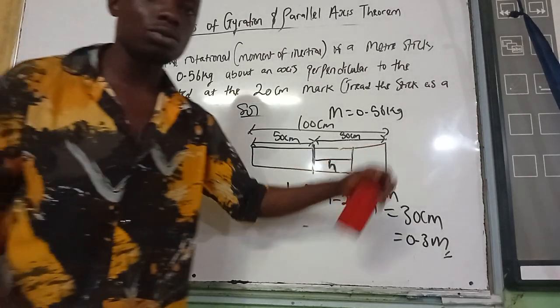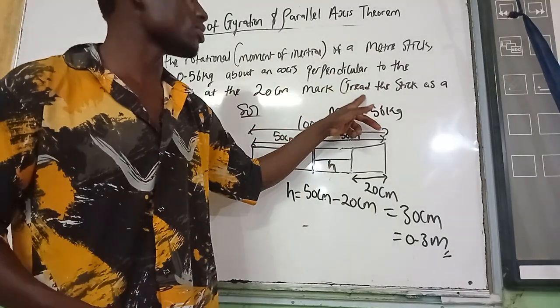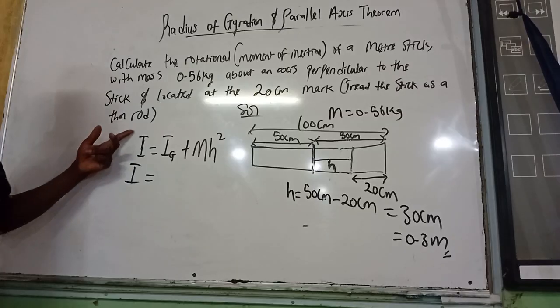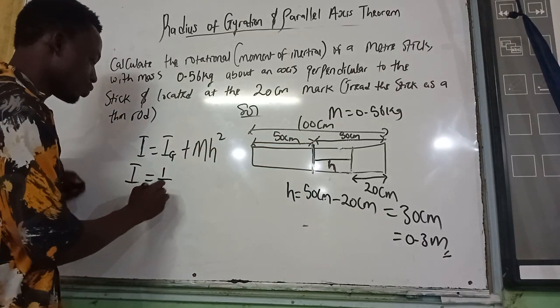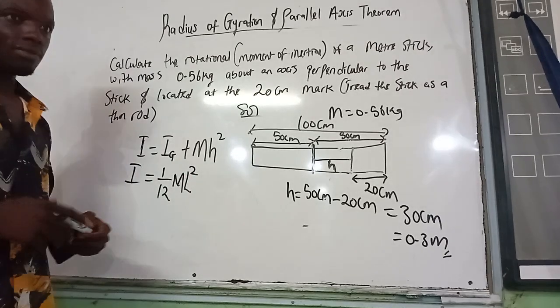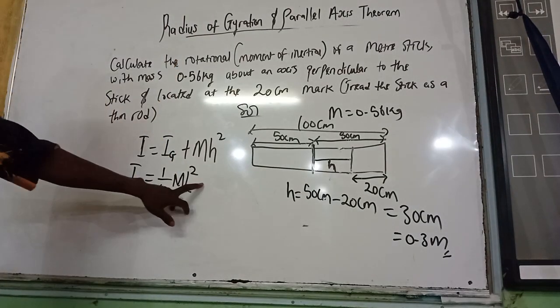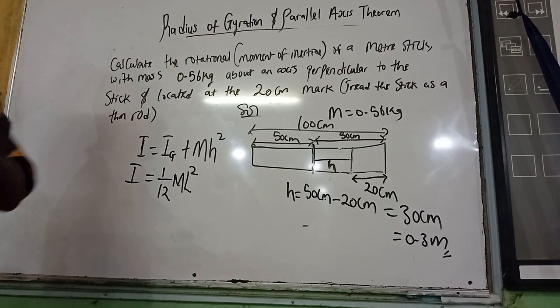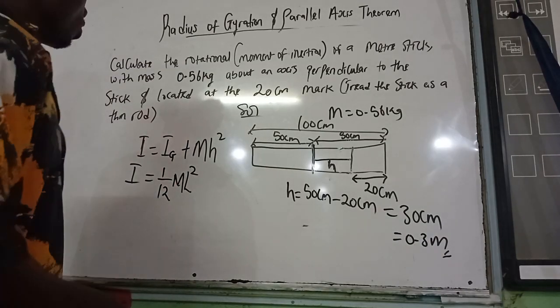Because this is a meter rule, a thin rod, we have to treat the meter stick as a thin rod. You can see a thin rod rotating about its center. What's the formula? 1/12 ml square. Is it L square or L cube? I hope I'm not missing this formula. Maybe I will prove it before I stop, to confirm whether it's L square or L cube.